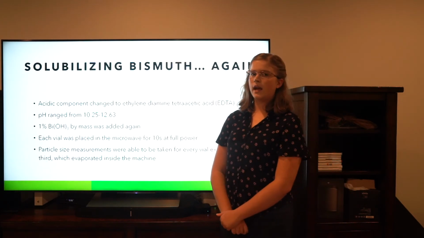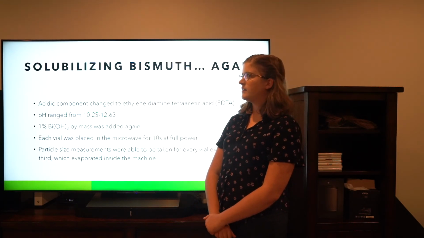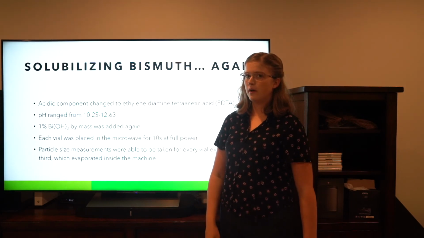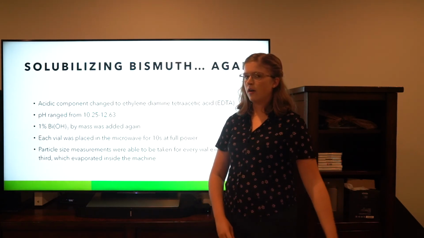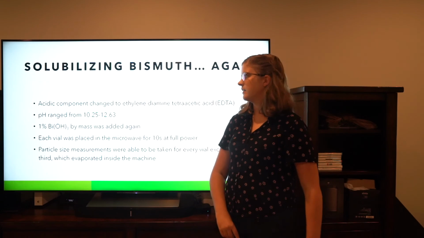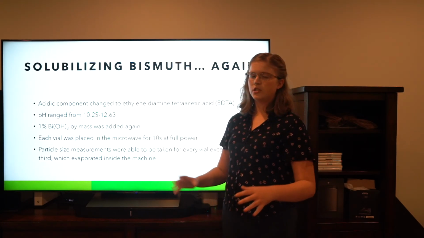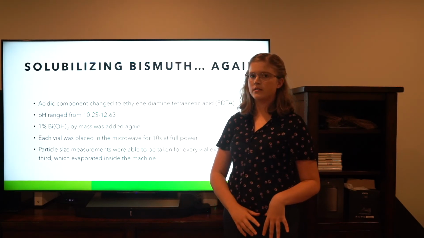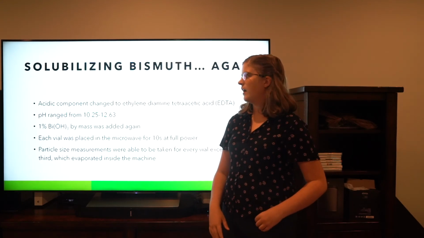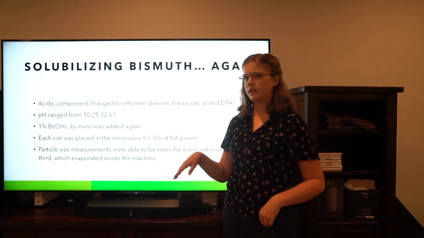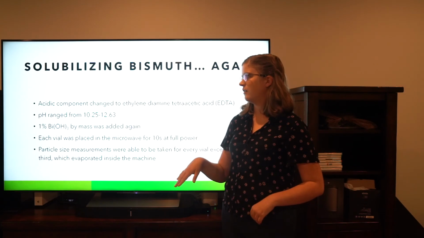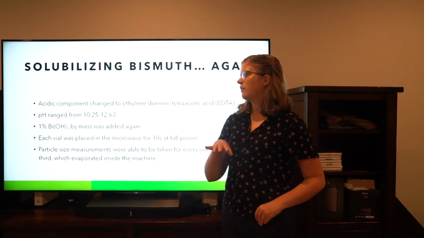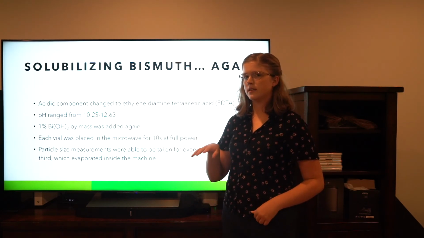Since slow heating in lactic acid wasn't working, I decided to switch to fast heating in a microwave and EDTA, or ethylene diamine tetraacetic acid. So I changed the acidic component of my ionic solvent to EDTA, and then I mixed together EDTA and hydrazine to create solvents that had pHs that range from 10.25 to 12.63.